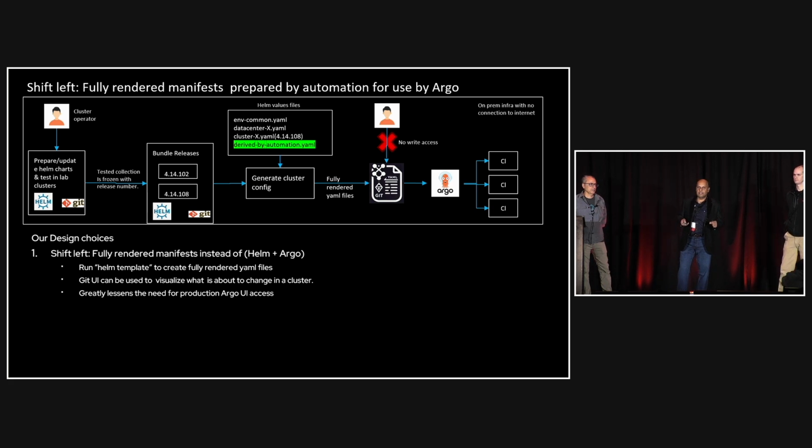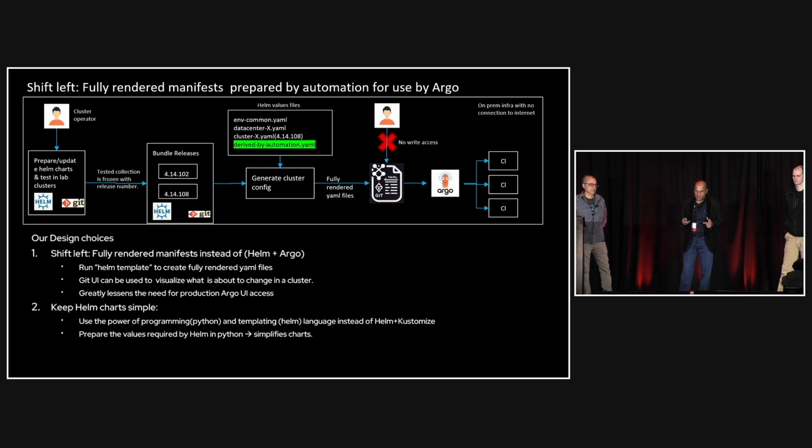This gives us the ability to see what's going to change in the cluster in the next update, or how the cluster configuration changed in the past 1 month, 2 months. We have clear visibility into how the cluster configuration is changing. It also reduces our need to access the Argo UI in production, because we can see what's changing in Git.